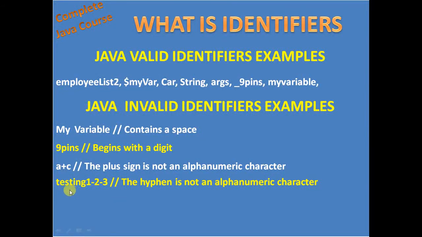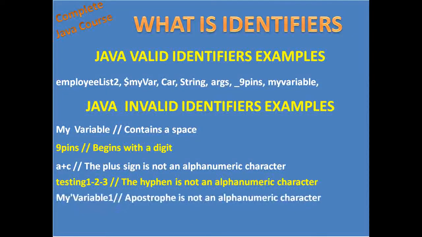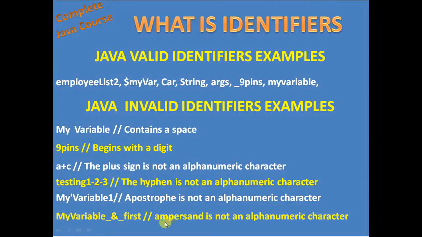Next one is like testing-1-2-3. The hyphen is not an alphanumeric character, so you cannot use the hyphen sign in the identifier. In this identifier, the apostrophe is not an alphanumeric character. And in this, the percent sign is not an alphanumeric character. So these all are Java invalid identifiers.